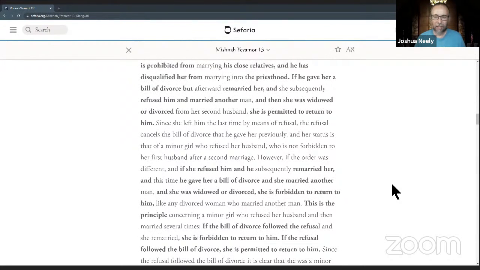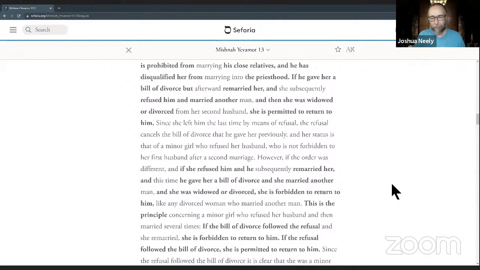Let me just try and see if I can get as much as possible on the page. If he gave her a bill of divorce, same situation so far, but afterwards remarried her, and she subsequently refused him and married another man, and then she was widowed or divorced from her second husband, she is permitted to return to him. All right, so let's make sure we get the general rule and then see what the exception is in this case.